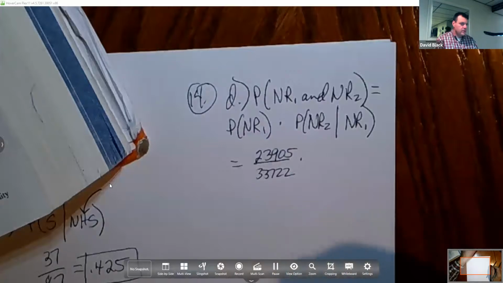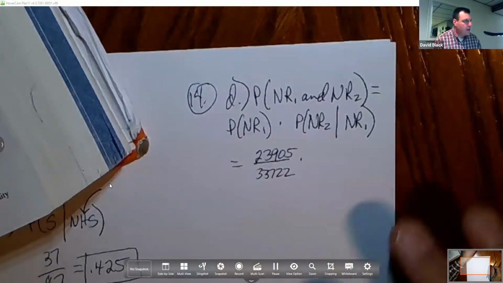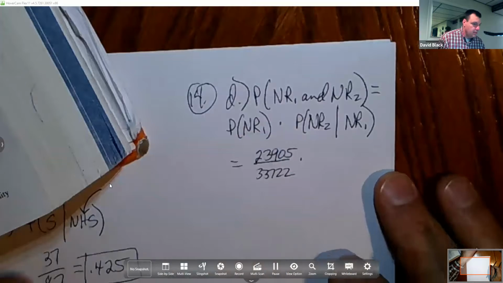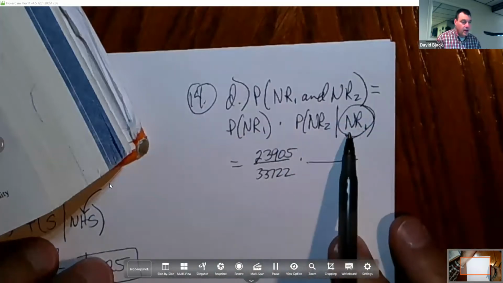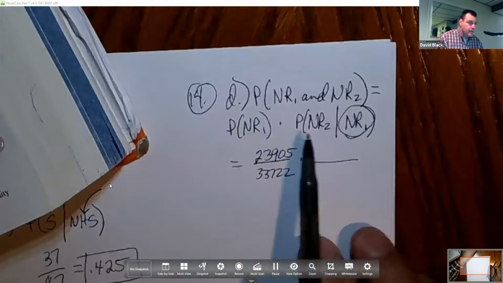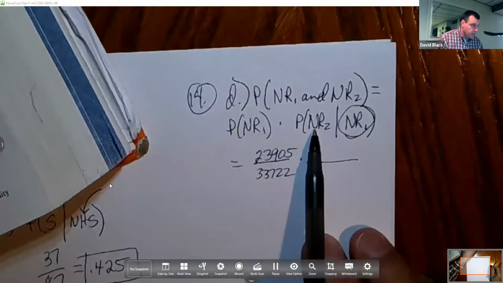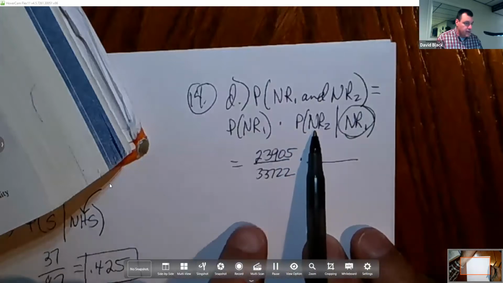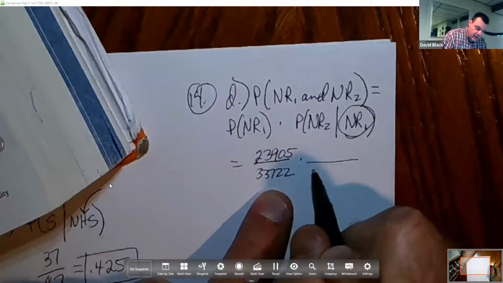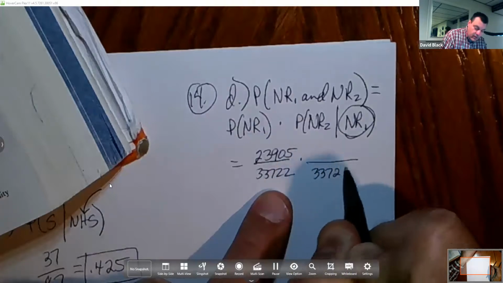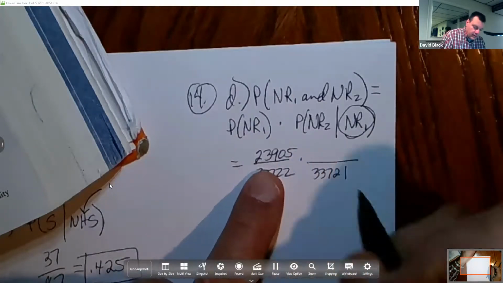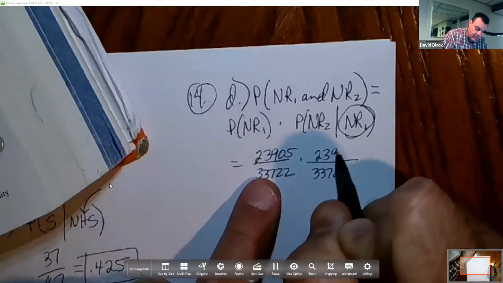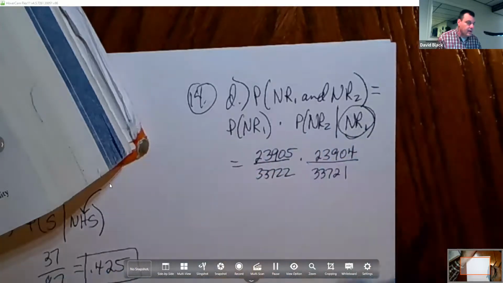So you don't always just want to take the numbers that are given to you in the problem and just start throwing them into your formula. You got to think about what it's asking for. Now, what are we going to do? We're going to assume that that one was not alcohol related and find the probability that this is not alcohol related, which means now we're down to 33,721 accidents, of which 23,904 would have not been alcohol related.